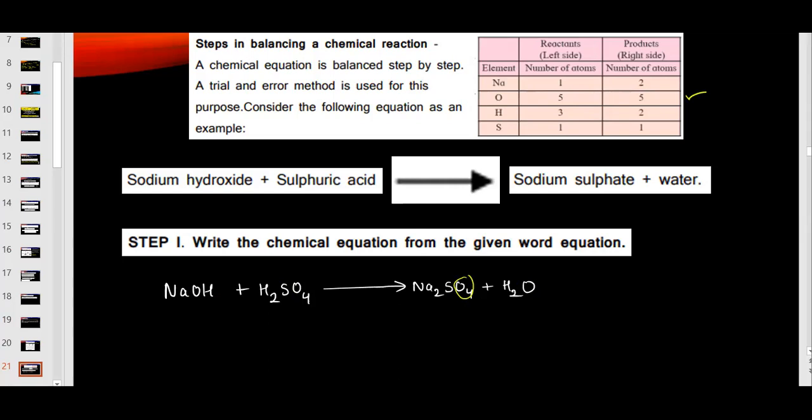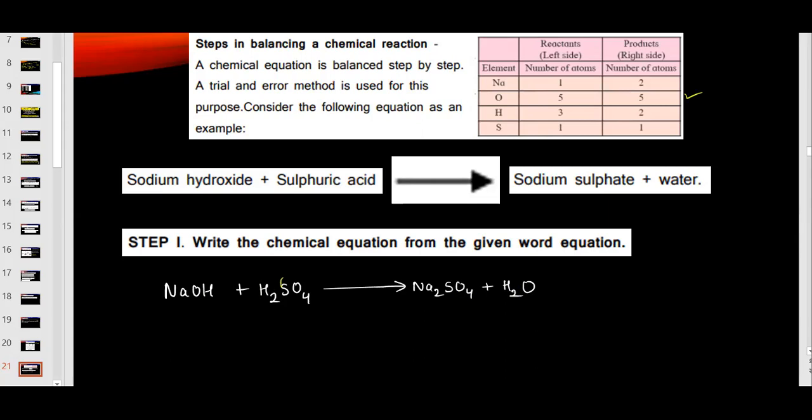Let's check the hydrogen. On the reactant side, this is hydrogen and this is also hydrogen. So this is 2, this is 1. 2 plus 1 gives you 3 hydrogen. That's why in the front it is written 3 hydrogen. On the right side, how many hydrogens are there? You can see there are only 2 atoms of hydrogen. So this is unbalanced.